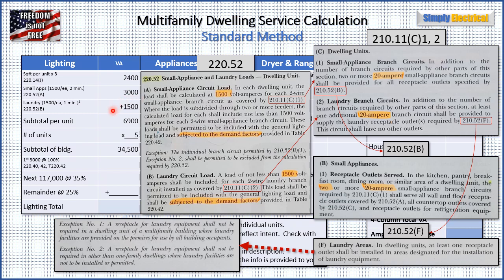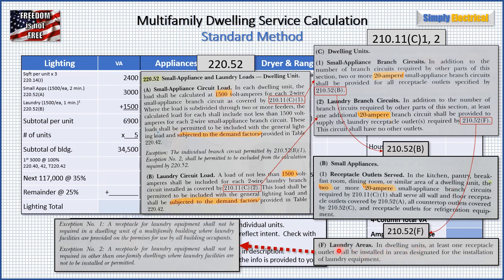Okay, moving on to the laundry. There's 1 laundry circuit minimum required at 1500 watts each, or 1500 VA each. Let's go to 220.52(B) this time. Under laundry circuit load, a load of not less than 1500 volt-amps shall be included for each 2-wire laundry branch circuit installed as covered by 210.11(C)(2). Again, it's referring us up here. Laundry branch circuits: in addition to the number of branch circuits required by other parts of this section, at least 1 additional 20 amp branch circuit shall be provided to supply the laundry receptacle outlet, or outlets, required by 210.52(F).